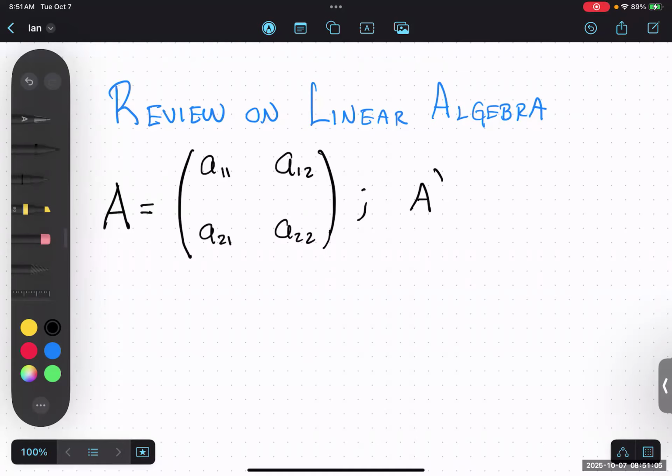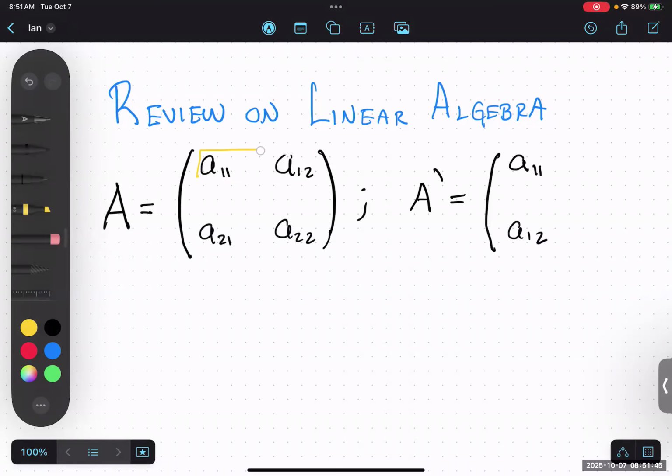A prime refers to the transpose of matrix A, which in this case, the only thing that we are going to do is to transform those rows into columns. Or you can see it the other way around. You're going to transform those columns into rows. Let me start with the first row. I will make it a column, okay? So I will say the first column now will be the whole first row. And that's it. That's all you do.